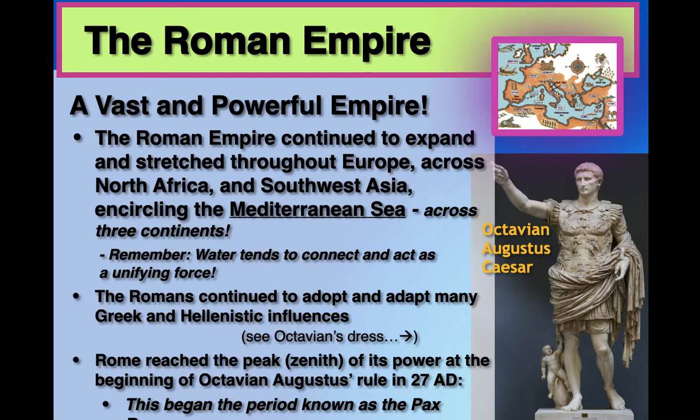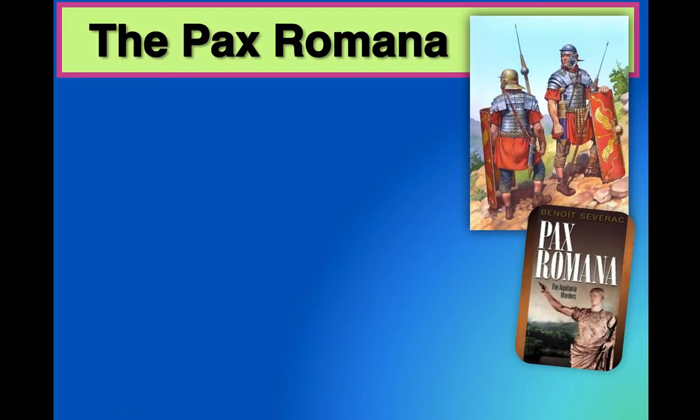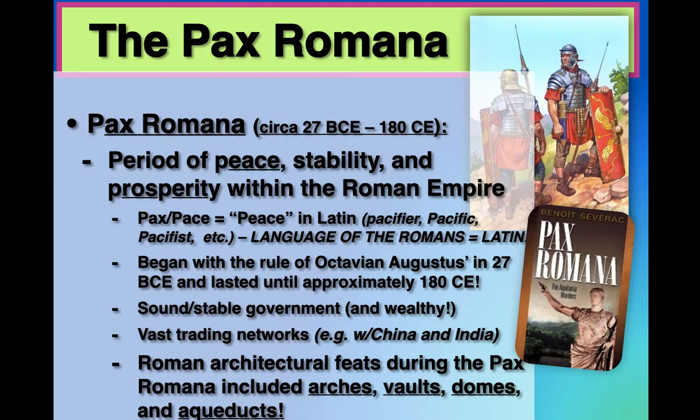Rome reached the peak of its power at the beginning of Octavian Augustus' reign in 27 BCE, or Common Era. This began the period known as Pax Romana. It's very important. The Pax Romana is a period of peace, stability, and prosperity within the Roman Empire. Pax, pace equals peace in Latin. Pacifier, Pacific, pacifist. Language of the Romans is Latin. It began with the rule of Octavian Augustus in 27 BCE and lasted until approximately 180 CE. CE is Common Era, also known as AD.